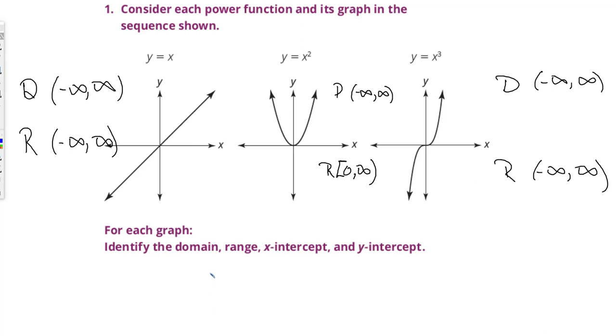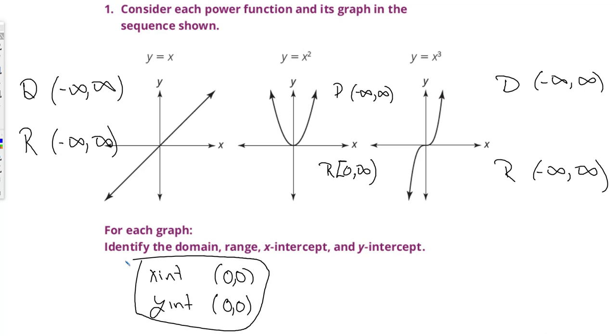So what is my x and y intercept on all of these? 0. And so all of them have the same x and y intercept.